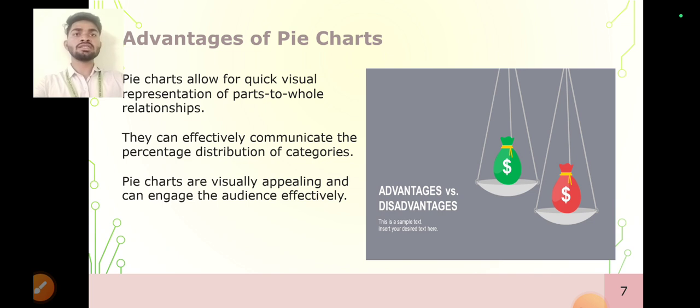Advantages of pie charts. Pie charts allow for quick visual representation of parts-to-whole relationships. They can effectively communicate the percentage distribution of the categories. Pie charts are visually appealing and can engage the audience effectively.